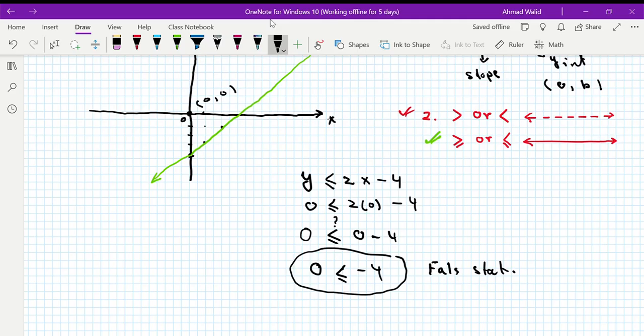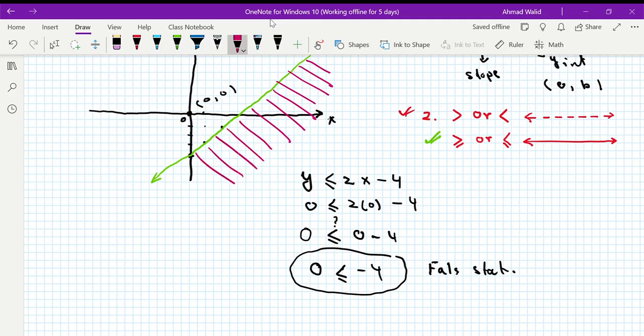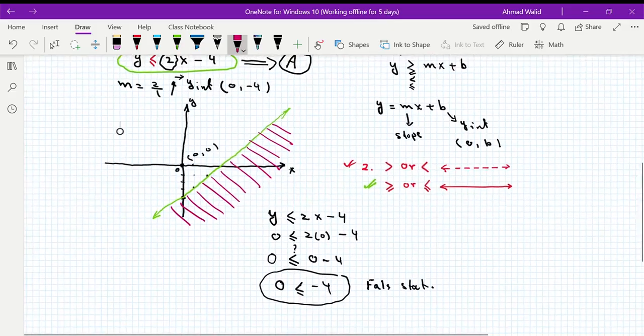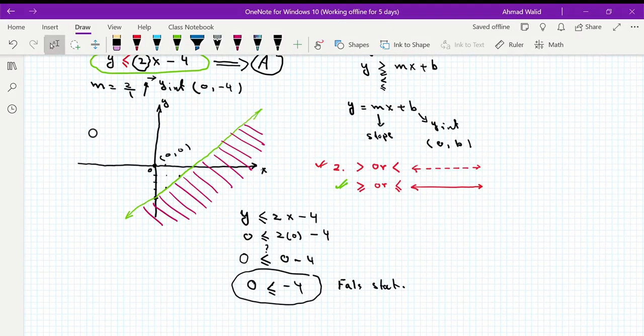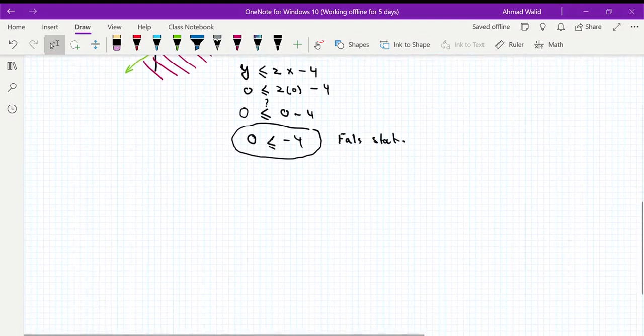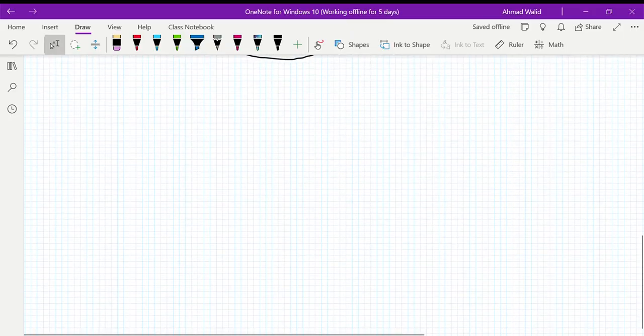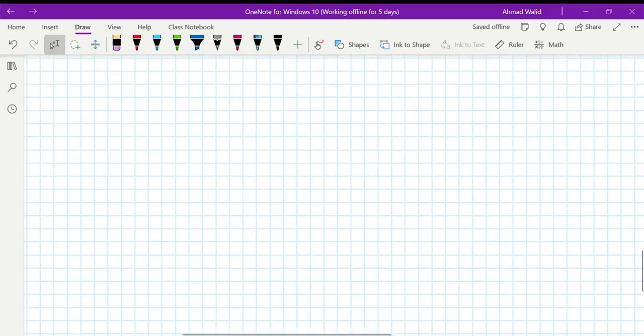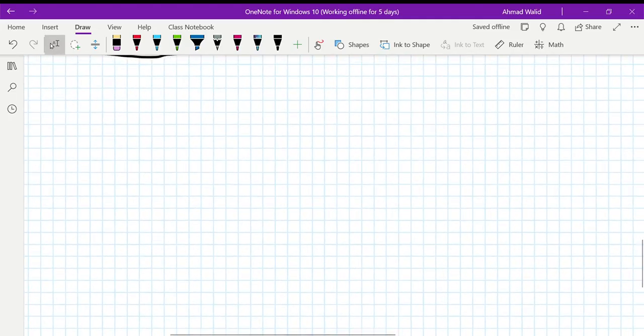For example, this side is not the solution for me. What I do, I'll shade this side. Any point that you pick from this side will satisfy your linear inequality. I know it's too much, right? Then let's make it easy. I'll put some more notes for you on how to choose which side you should actually shade, to make it easy, correct? Now, note number 3.